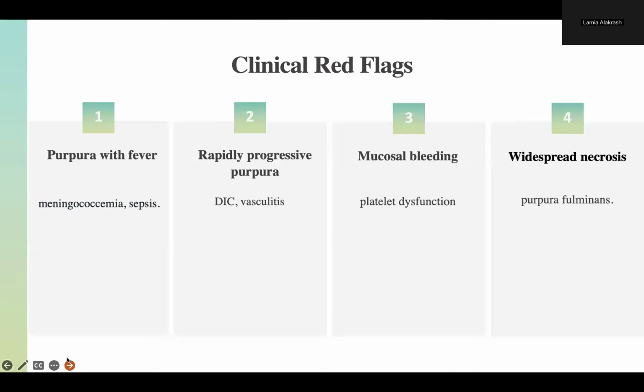Again, a very important thing when you have a patient with suspected vasculitis, always rule out or consider red flags. So, for example, when you have purpura and fever, think about infection such as meningococcemia or sepsis. When you have rapidly progressive purpura, you will think toward DIC, which is disseminated intravascular coagulopathy, or vasculitis as well. When you have mucosal bleeding, think about platelet dysfunction. And if it's widespread necrosis, we will think about purpura fulminans.